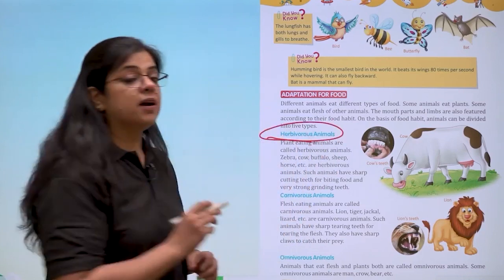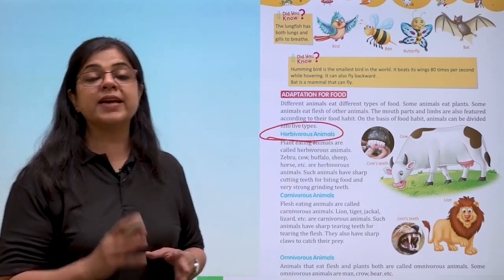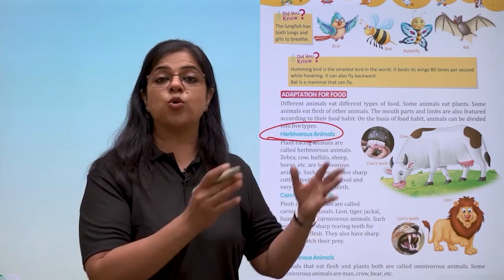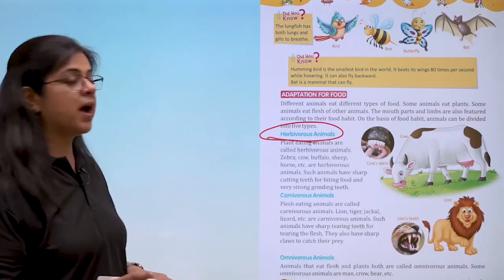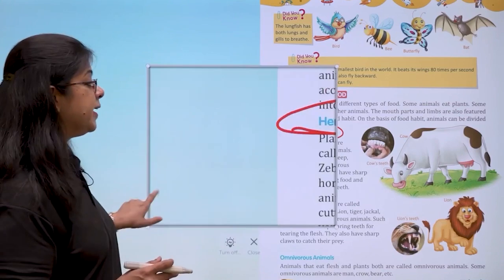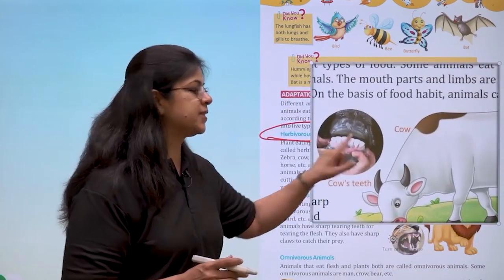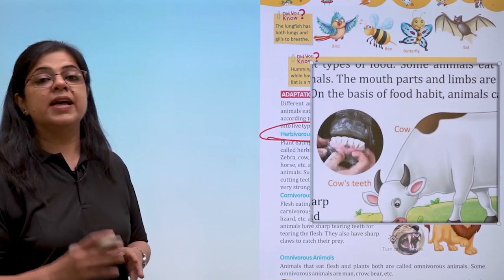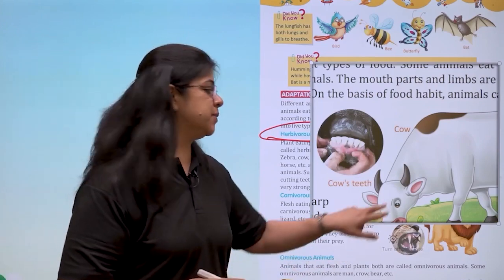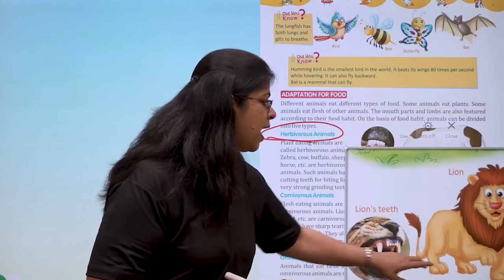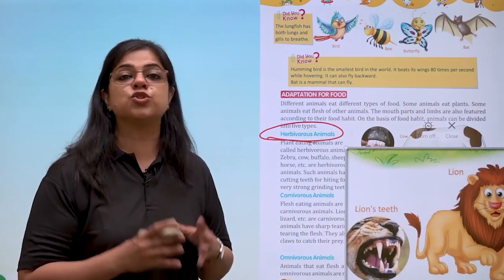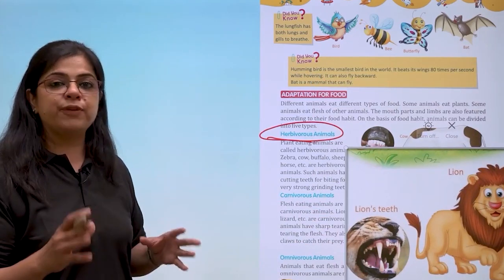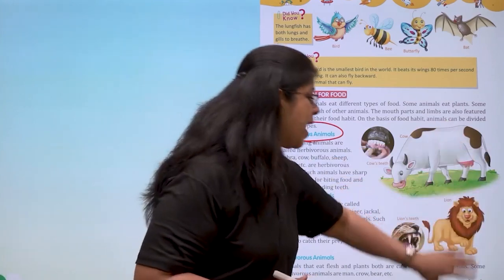Herbivorous animals. Herbivorous animals कौन से होते हैं? Grass eating animals, cow, deer, sheep, etc. Now they are characterized by very strong grinding teeth, as we can see in this picture. The next category of animals is carnivores. Carnivores eat flesh. They need very strong teeth to tear apart the flesh of different animals.